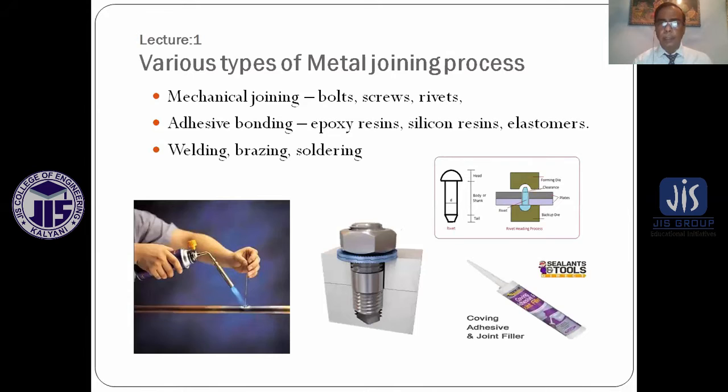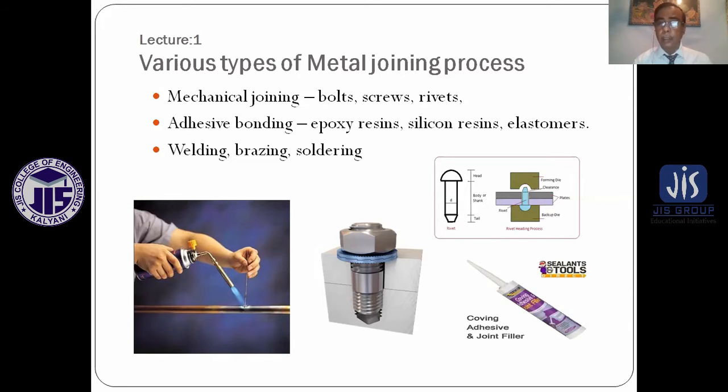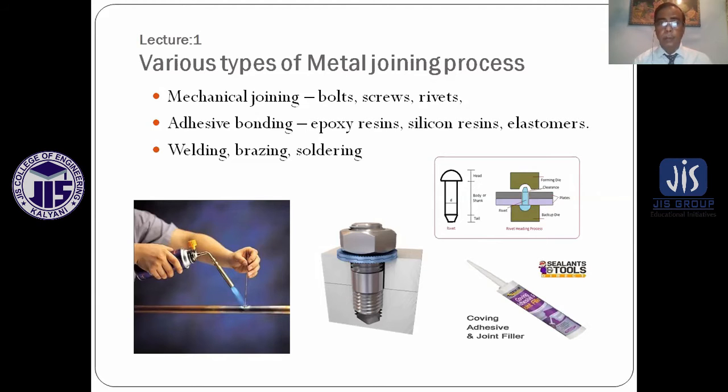Various types of metal joining process are there. One is mechanical joining: bolts and nuts, screw joints, riveting joints. Number two, adhesive bonding: epoxy resins, silicon resins, elastomers. These are applied in joining plastic materials. Third is welding, brazing, and soldering. Mostly we will deal with welding.